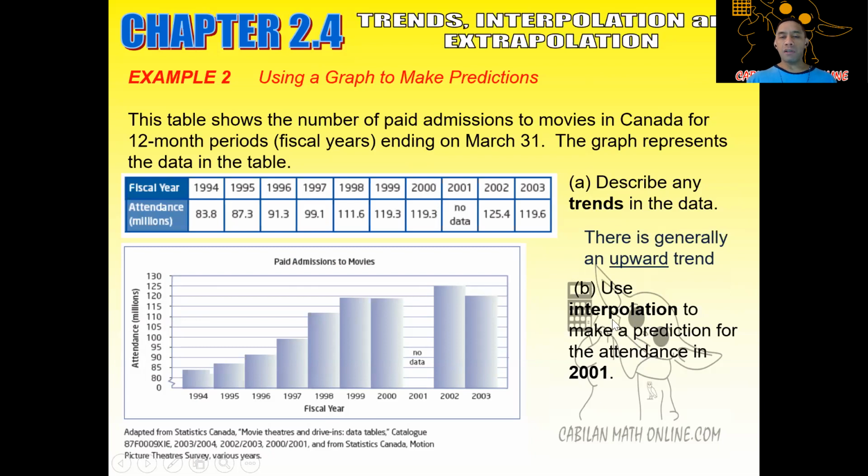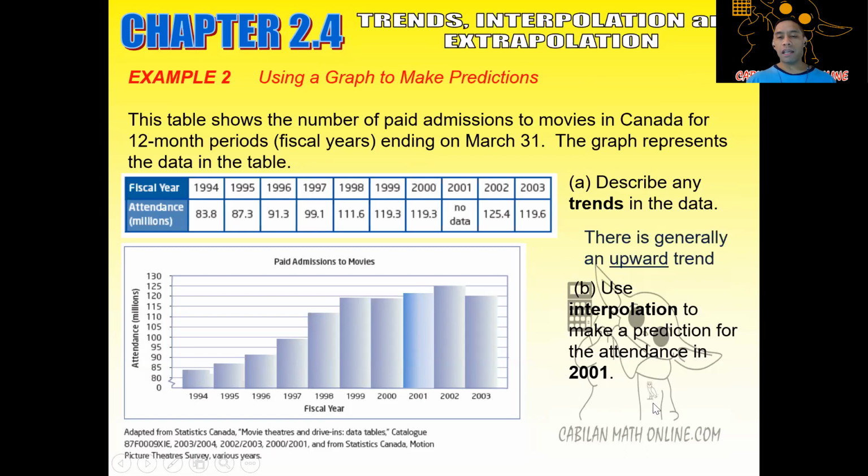Now, for question B, it says use interpolation to make a prediction for the attendance in 2001. Remember interpolation, you're making a prediction within a given set of data. Since we have values from 1994 to 2003, we're finding something that is missing in between that set of data. The best way to do this, again, this is just a prediction, is I'm just going to draw a bar that looks like that. So how do we know where the bar is, or how do we make a bar that's accurate? Well, we know that it's an overall upward trend, so the bar over here will be anywhere between 120 and 125.